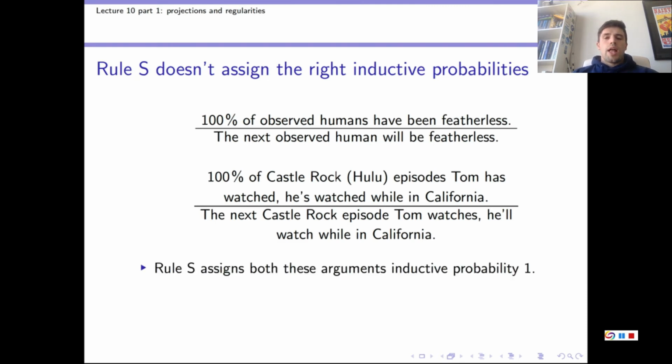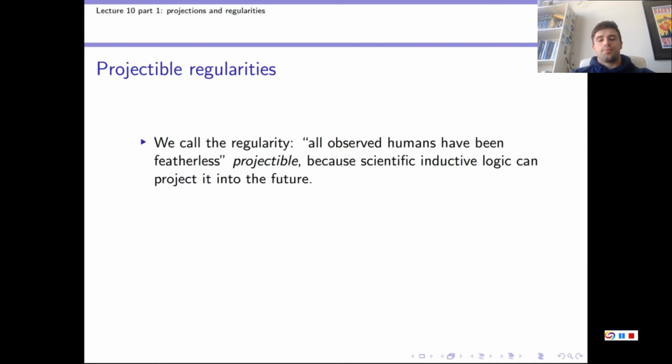Now, if we apply Rule S to these arguments, we get an inductive probability of 1 for each one of them. But it should be clear that the second argument has a lower inductive probability than the first, right? I could be anywhere when I next watch Castle Rock. So this is bad news. And what's gone wrong here is that we feel perfectly fine projecting the observed regular connection between humans and their having no feathers, but we feel that the observed regular connection between me watching Castle Rock and me being in California is something like a coincidence that shouldn't be projected into the future.